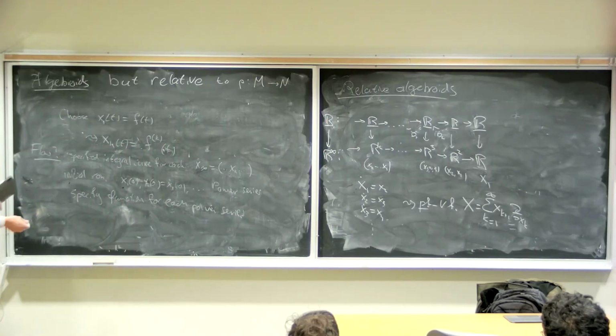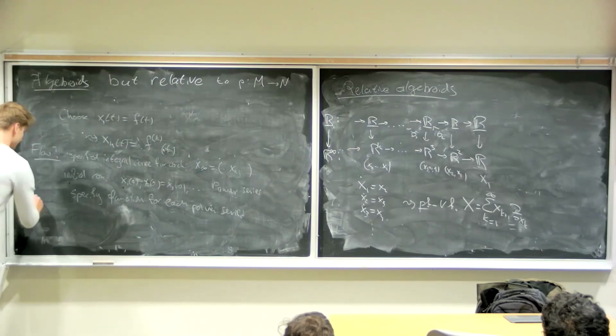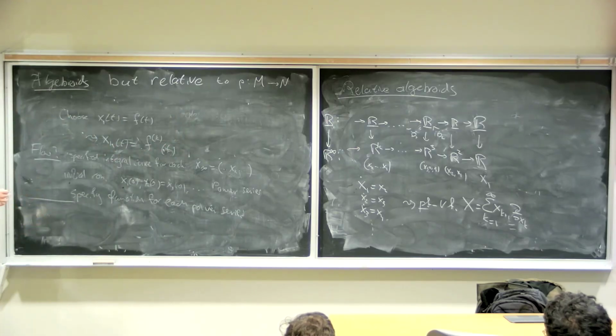Another way of thinking about this is maybe. So wait, you're now trying to say that even though we have this algebroid of rank 1 over this profinite space, there are still issues. It's not as if we can just treat it as the usual algebroid. Exactly. Yeah.